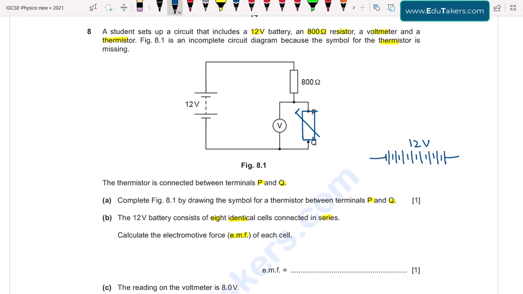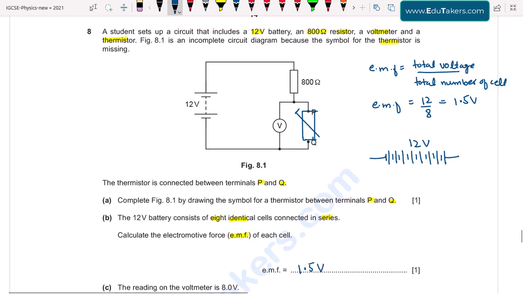So we know that EMF will be equal to total voltage divided by total number of cells. I write here EMF will be equal to total voltage divided by total number of cells. So here total voltage is 12 and there are 8 cells, so I write here 8. It will be equal to EMF and it is 1.5 volts. So EMF comes to be 1.5 volt. Part C.